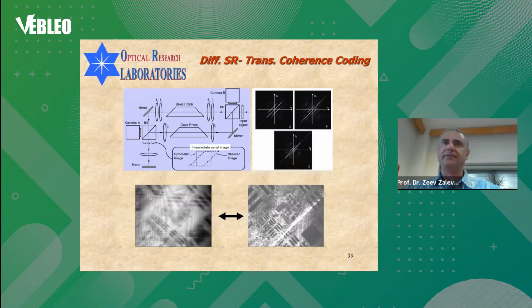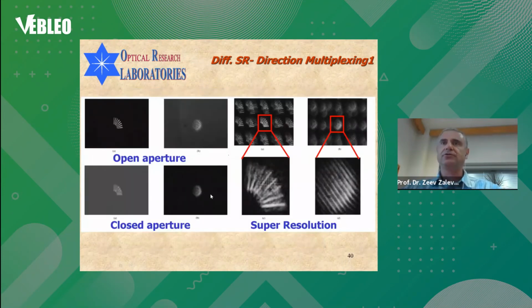There are many more techniques. The time is very short, so I will not go into them. For instance, here we do coherence multiplexing super resolution, and here we do field of view multiplexing super resolution. So there are tens of techniques, hundreds of research papers, that could benefit many, many fields involving imaging, endoscopy, biomedicine, and so on.